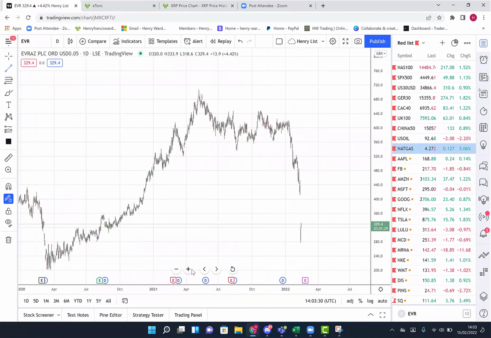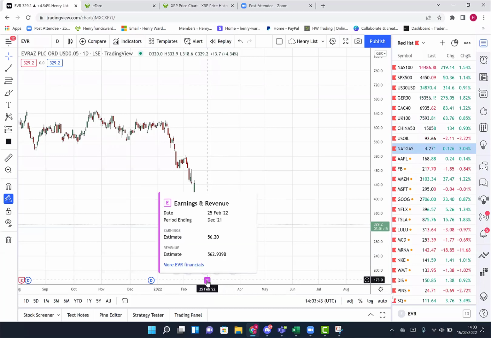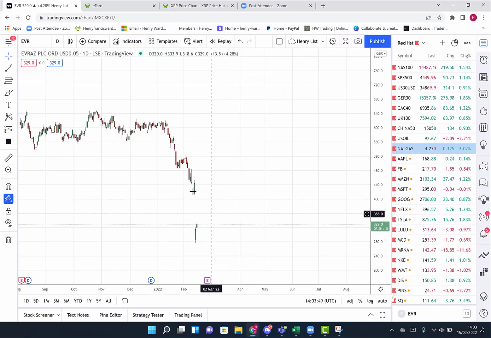It has earnings coming out on the 25th. It dropped because of Russia. This is not something I would be in. I'd stay away from it. Anything to do with Russia, let it drop, and then once it's hit a floor, once the conflict is sorted, that's when we can jump in on it. We don't have to try to jump in and get the very bottom of them.